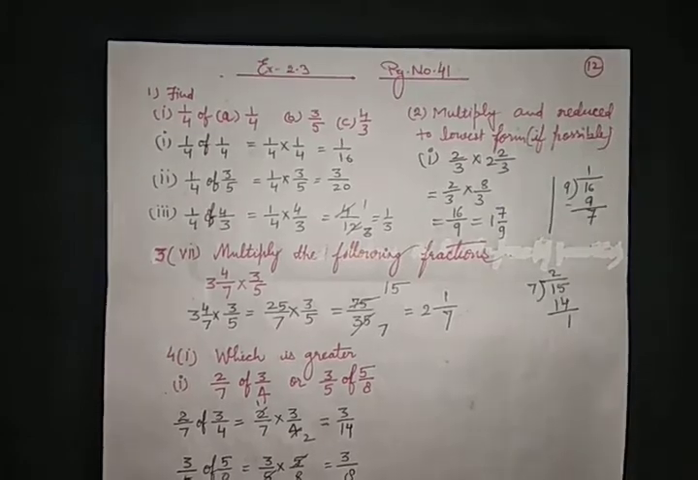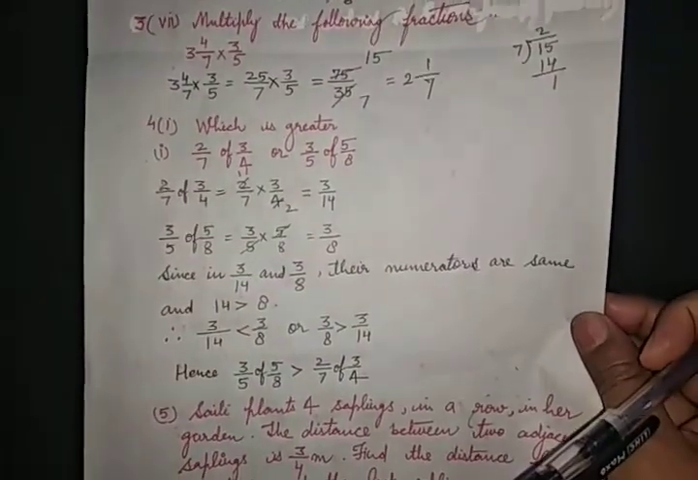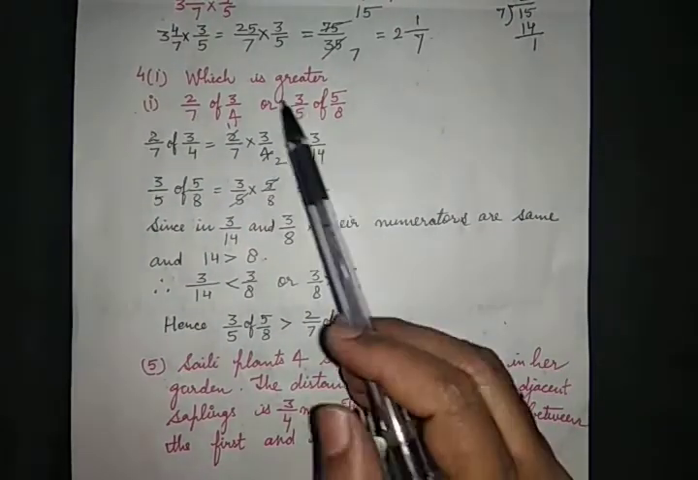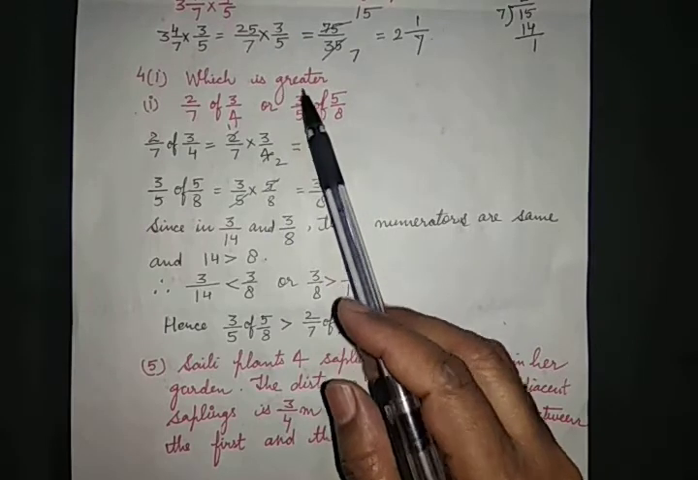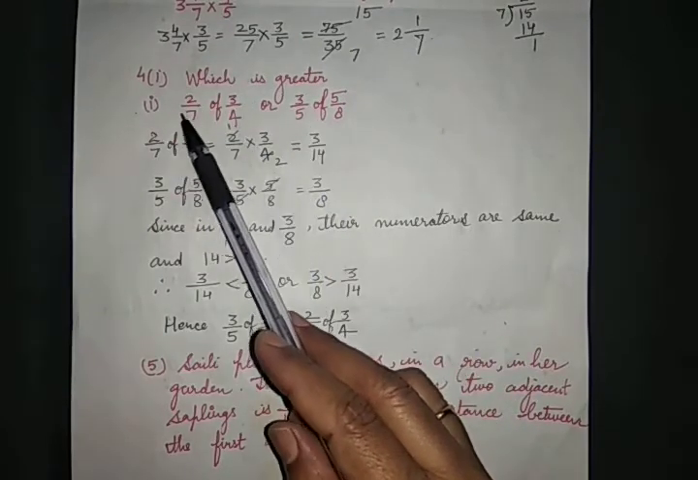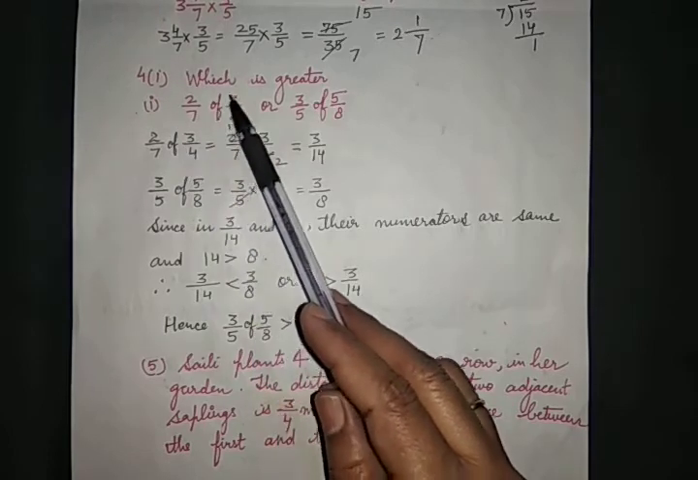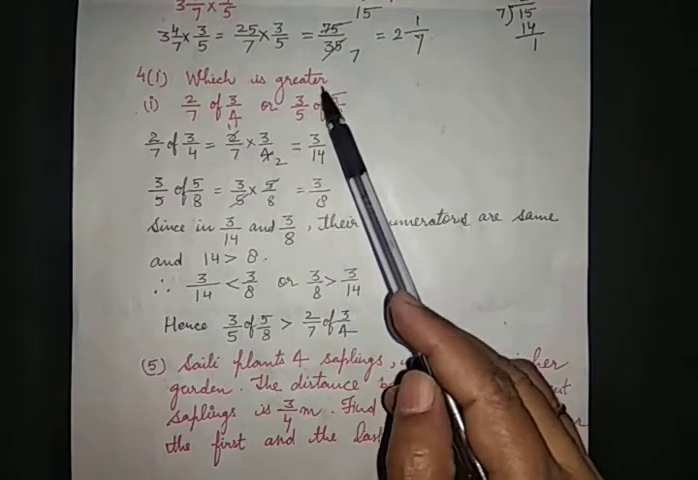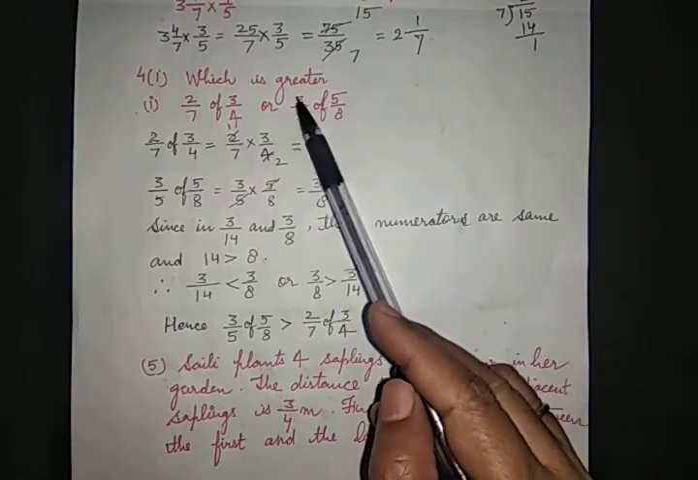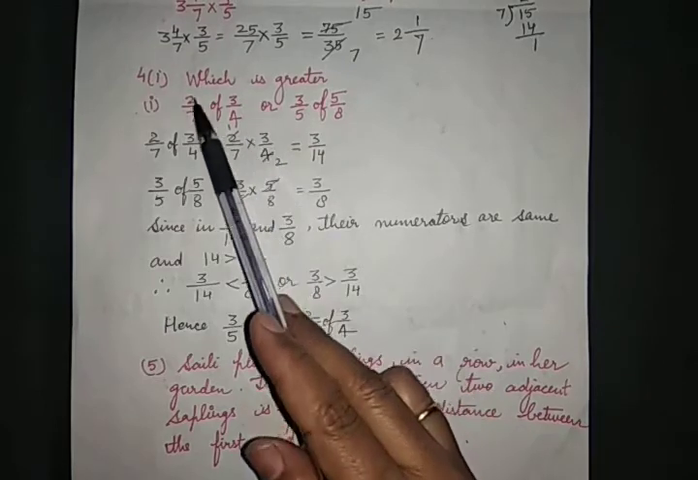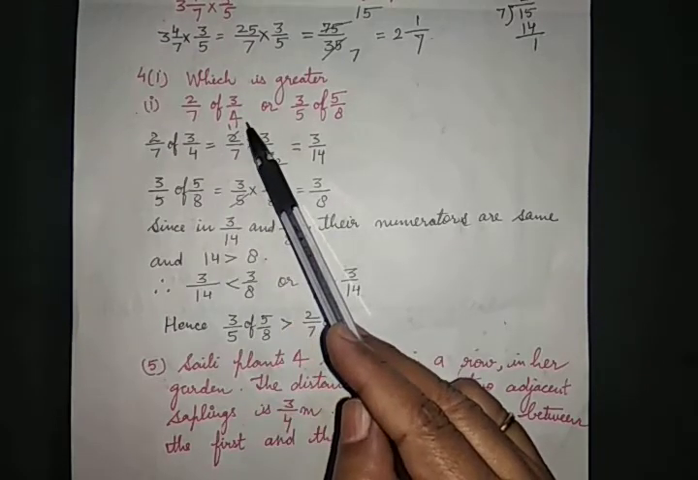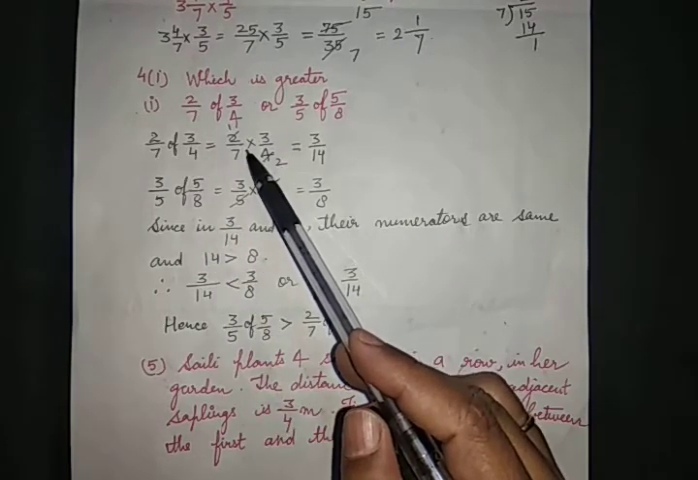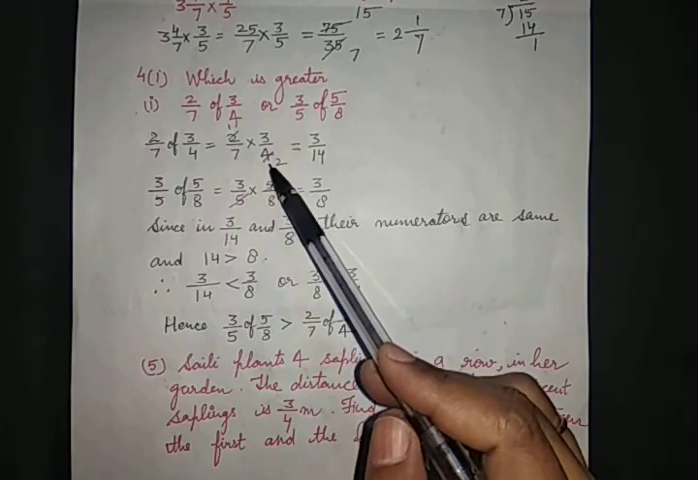Now you see question number 4. Which is greater? Here I am explaining the first part of this question. 2 by 7 of 3 by 4 or 3 by 5 of 5 upon 8. So first we will solve 2 upon 7 of 3 by 4. Here for "of" we will put the sign of multiplication. 2 upon 7 into 3 upon 4.